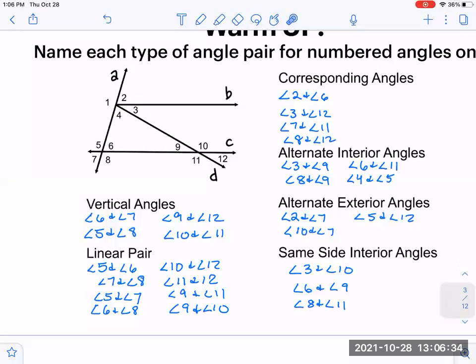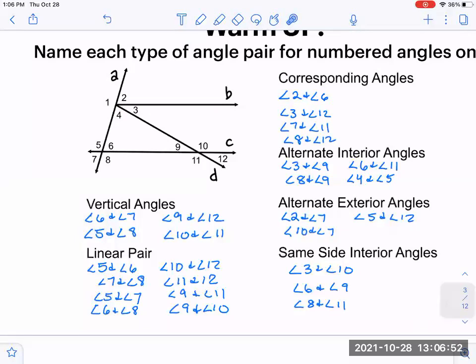Did anybody get all of them? No? I got everything and then I missed 3 and 9. And then I didn't get to the linear pairs. Okay. I got all the vertical angles. Oh, that's good.